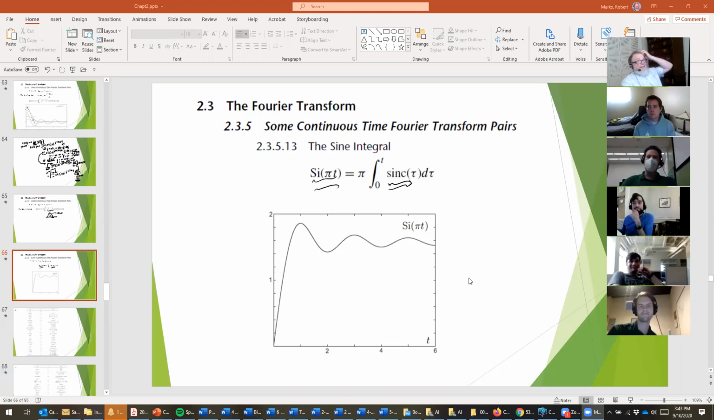Okay, so this is where we are right now. So this is the sine integral, and you can see that basically the derivative of the sine integral is the sinc function.